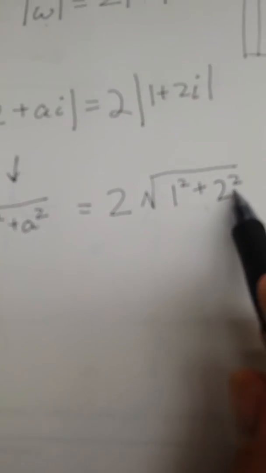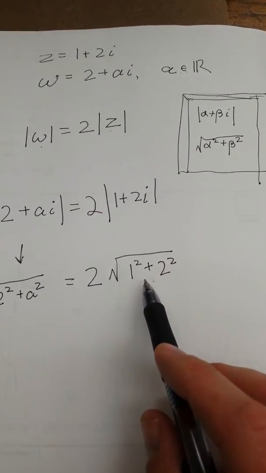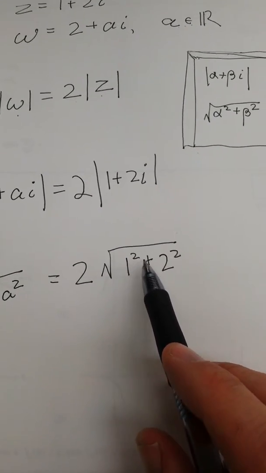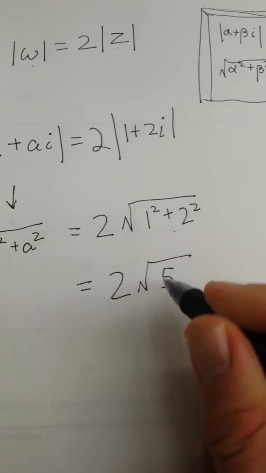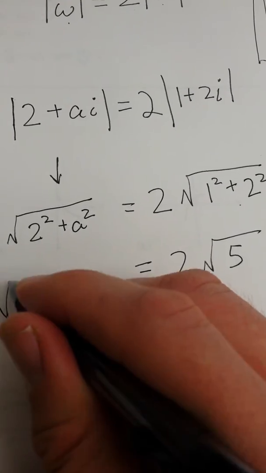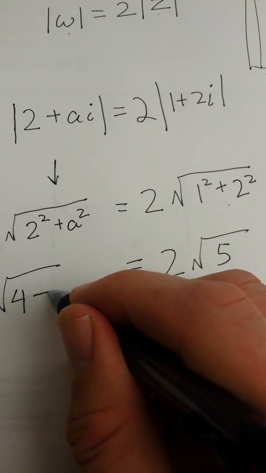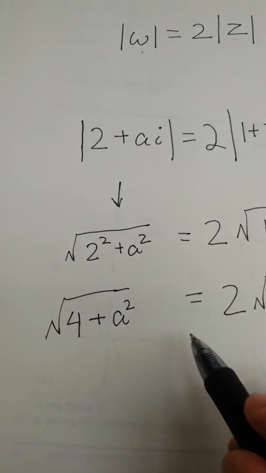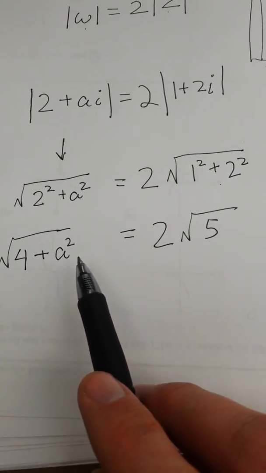2 squared, of course, is 4. Can this focus any better? Hang on. Anyway, yep. So 2 squared is 4 plus 1 squared, which is 5. So this is the same as 2 times the square root of 5. And this is the same as the square root of 4 plus a squared. All right. That's so lovely. Now we just have to solve for a.